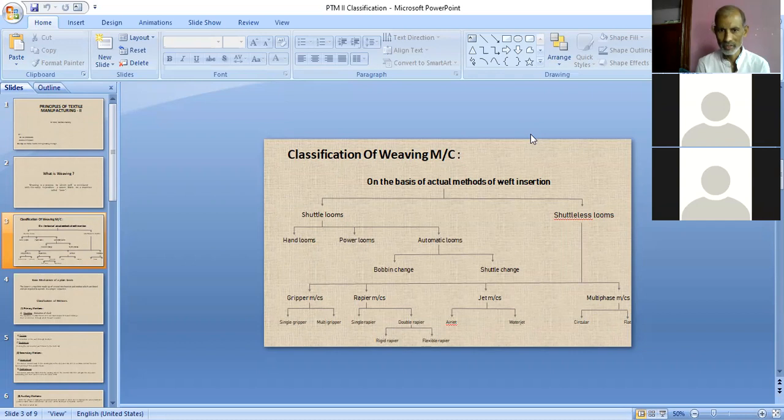Rapier machines are further categorized into 2 categories. One is single rapier and another is double rapier. From the name, it is clear. In single rapier machines, we use a single rapier, which moves from one side of the loom to the other side to insert the weft. But in double rapier, one rapier moves from the left side and another rapier moves from the right side. They meet at the middle of the fabric, and weft exchange takes place.